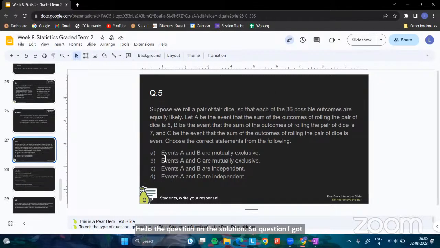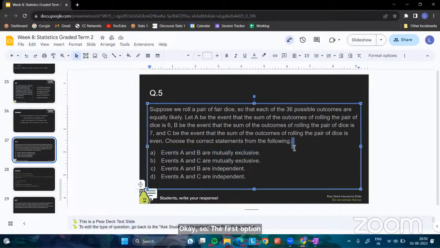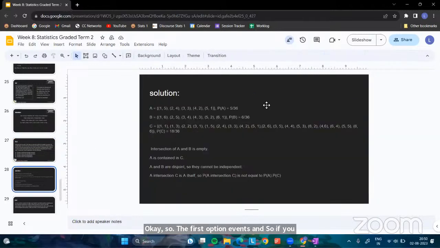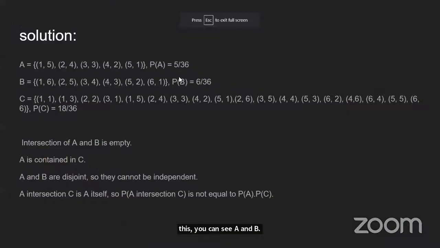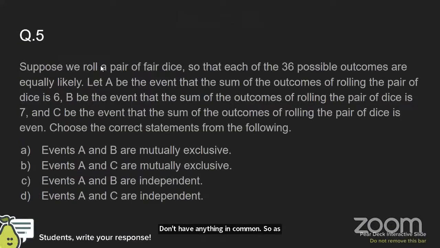Okay. So the first option, events A and B are mutually exclusive. So if you look at this, you can see A and B don't have anything in common. So as the intersection is empty, it's mutually exclusive. That's what mutually exclusive means, right? It means they're disjoint. Yes, ma'am. Mutually exclusive is same as disjoint.